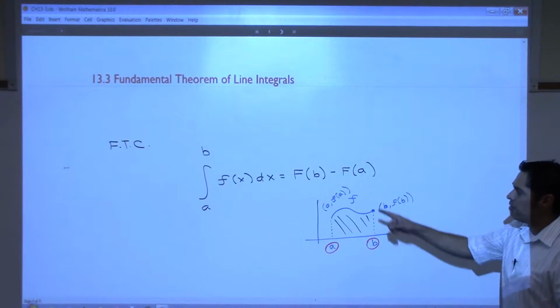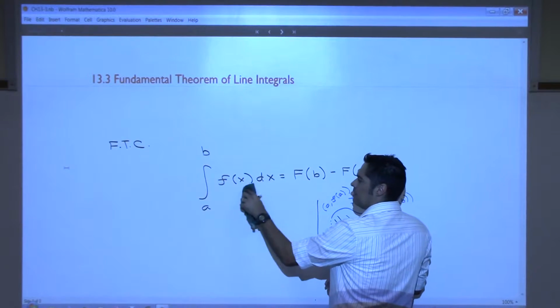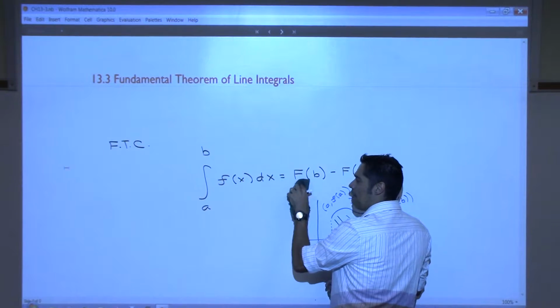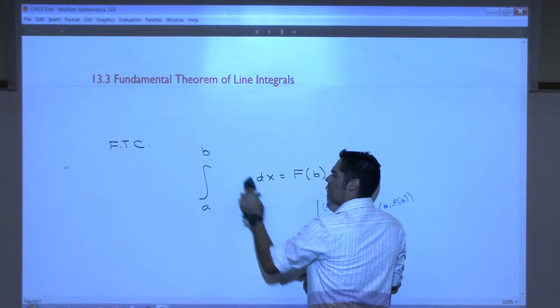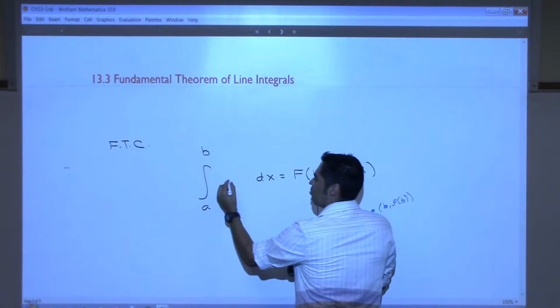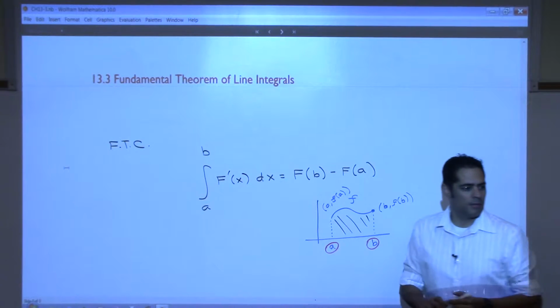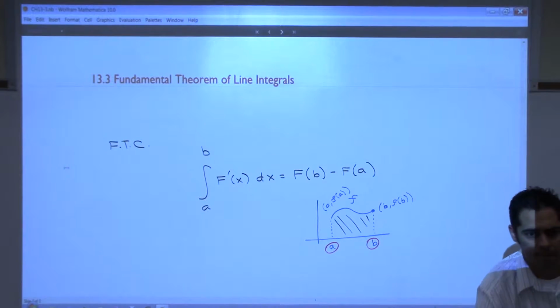Another way I could have written this is to write the relationship between capital F and little f. Remember that capital F is the antiderivative of little f, right? Or in other words, little f is the derivative of capital F, right? That's equivalent to say it that way.